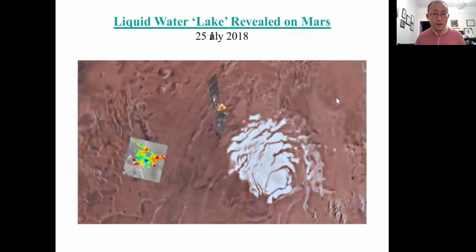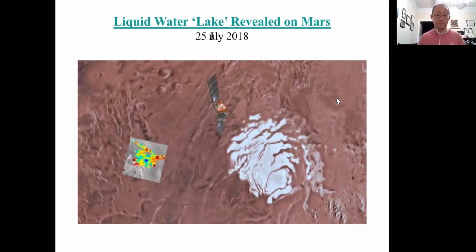And this is an article. I think the link is in your notes as well. In July 2018, a liquid water lake was revealed on Mars, showing there's a possibility of water on other planets in our solar system. So these are some brief introductions about water issues, some data, but next, importantly, we want to study some chemistry of water.